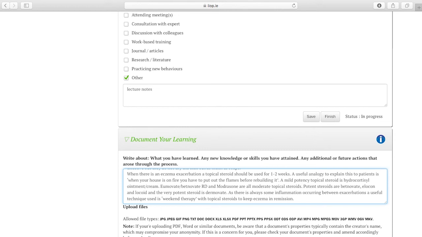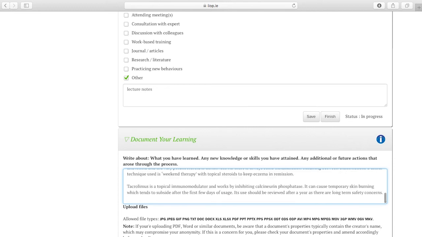So as there is always some inflammation occurring between exacerbations in patients with eczema, a useful technique is weekend therapy with topical corticosteroids to keep eczema in remission. So even though the patient may not have a flare-up at the time, if they put on the steroids at the weekend, it'll keep it in remission, and it's shown to reduce the amount of topical corticosteroids that patient uses in a year.